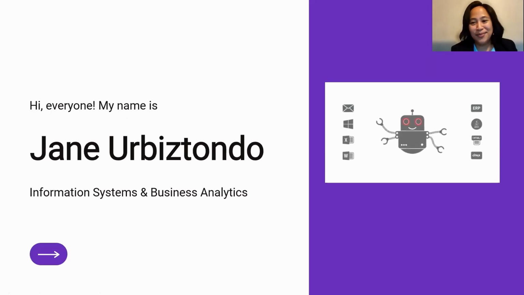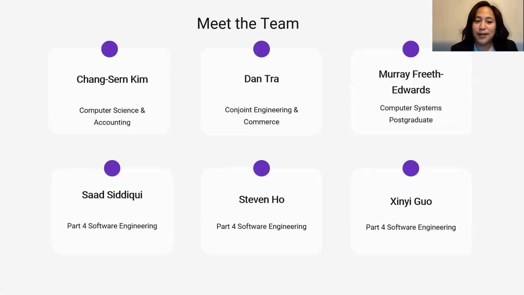Hi, my name is Jane Urbistondo. I'm a commerce student majoring in information systems and business analytics. The rest of the team comprises Chang Sern Kim, a computer science and accounting student, Dan Tra, conjoint engineering and commerce, Murray Freeth Edwards, computer systems postgraduate, Sad Siddiqui, Stephen Ho, and Xinyi Gu, who are Part 4 software engineering students. Now that we've met the team, let's get started.